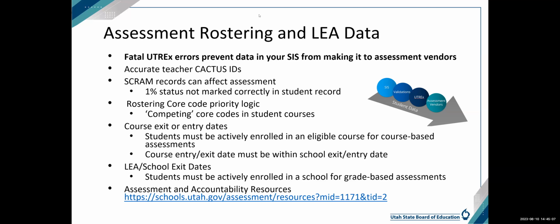I have two resources to tell you about on the assessment and accountability resources page. The core code list, which I mentioned before, will tell you all of the core codes that will roster a student for an assessment. They are listed by priority in case you may have a student enrolled in more than one course. And also the student assessment rostering manual is on that page too. It gives you all the business rules for student rostering. It gives you the tiebreakers for students that are enrolled in more than one school.